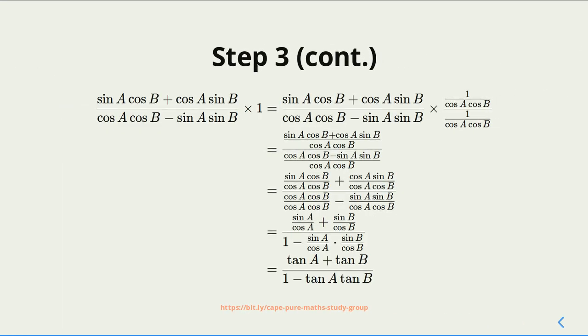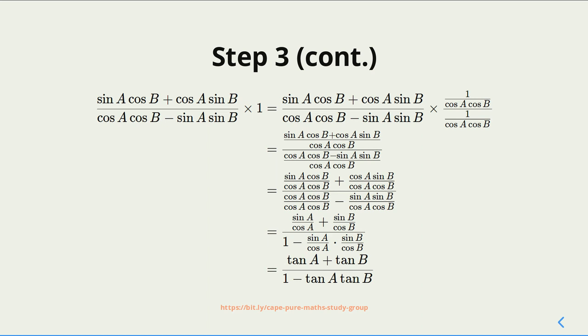Multiplying the numerator by 1 on cos A cos B, we get (sin A cos B + cos A sin B) over cos A cos B, and multiplying the denominator by 1 on cos A cos B, we get (cos A cos B - sin A sin B) over cos A cos B. Let's look at the numerator. We can break up that fraction into sin A cos B over cos A cos B plus cos A sin B over cos A cos B.